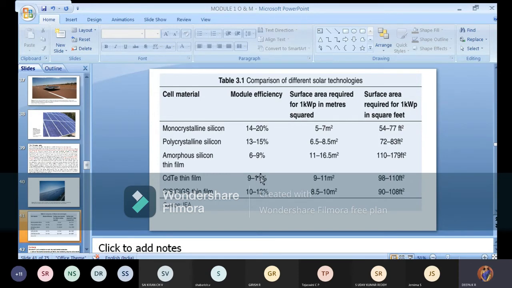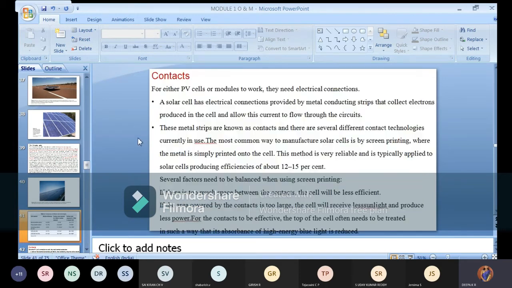So when you compare all this, polycrystalline is better, because poly has a medium range, 6.5 to 8.5. You can achieve medium efficiency throughout. So square feet wise, it is 54 to 70, 72 to 83, 110 to 170. Amorphous actually requires more area for very minimum output. So 98 to 110 and 90 to 110, 108 square feet. So this is the comparison, but try to remember this efficiency as well as the square area.